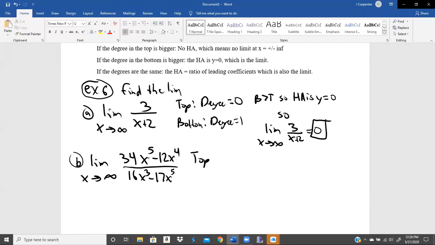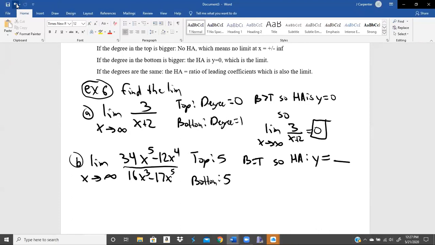For the top, the biggest exponent I see is a 5. For the bottom, now some people will say, oh, it's the 3. It's the first one. That's it. Nope. It's the biggest one. It's actually the 5 here. That's the degree of the bottom. These are the same. So under those 3 cases, if they're the same, the horizontal asymptote is the ratio of the leading coefficients.